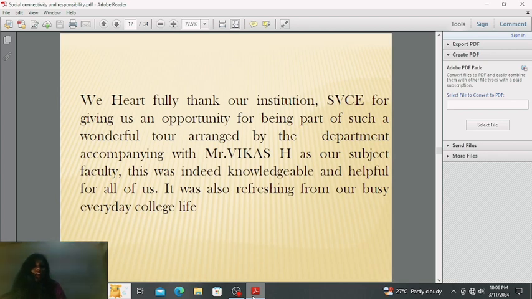So I would like to thank our institution for giving us an opportunity to be a part of such a wonderful tour and arrangement, which was by the department, accompanied by Mr. Vikas H and our subject faculty. This also helps us to be more knowledgeable, and it helps us in many ways, and it was a good refreshing experience from our day-to-day busy college life.